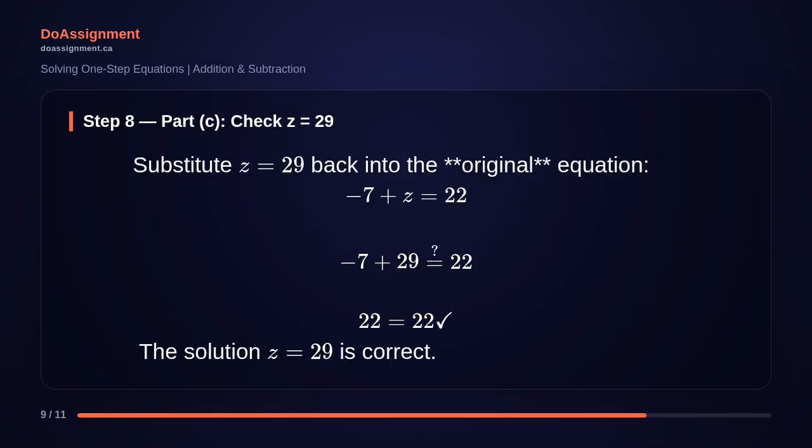To check, we substitute 29 for z in the original equation. Negative 7 plus 29 equals 22, and 22 does equal 22. The solution z equals 29 is verified.